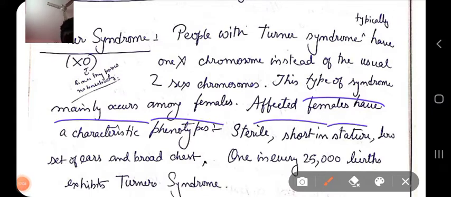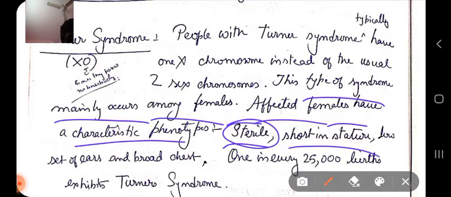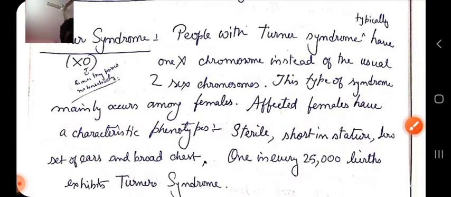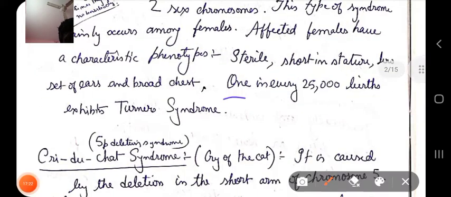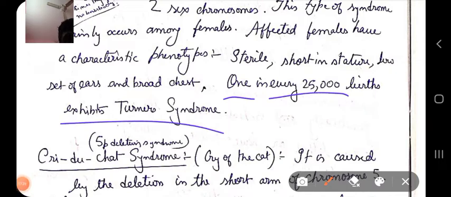Affected females will have these features: sterile, that means they cannot produce ova; short in stature, short in height; low set ears and a broad chest. Low set ears means the ears are set lower. And it has been shown that one in every 25,000 births will exhibit Turner's syndrome.